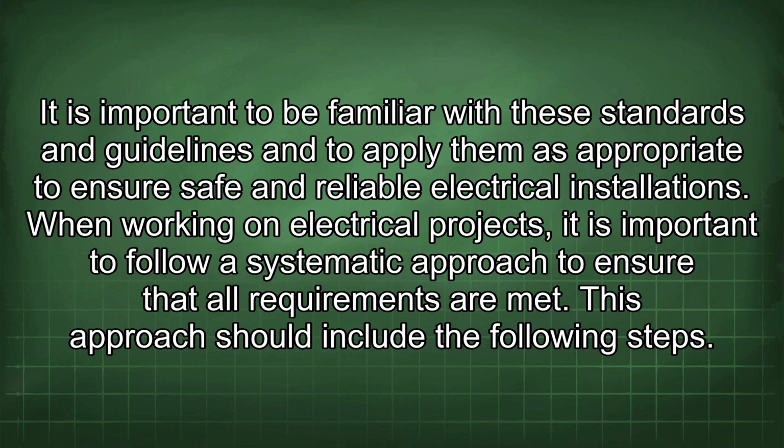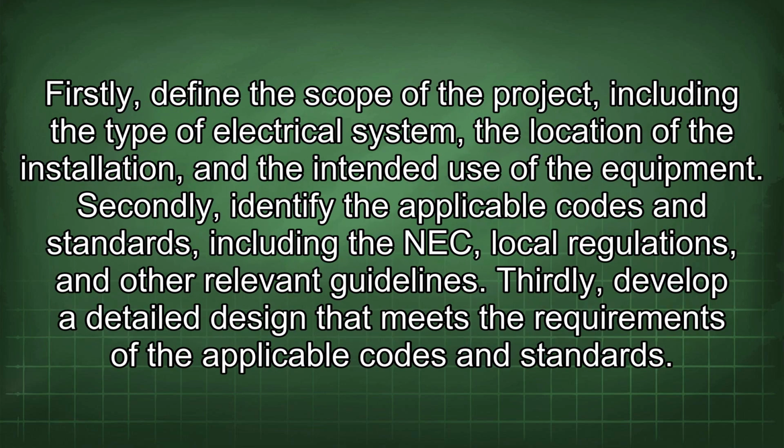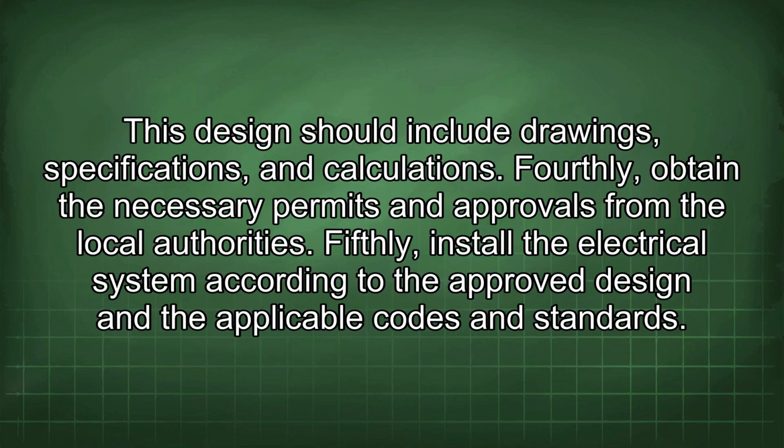and reliable electrical installations. When working on electrical projects, it is important to follow a systematic approach to ensure that all requirements are met. This approach should include the following steps. Firstly, define the scope of the project, including the type of electrical system, the location of the installation, and the intended use of the equipment. Secondly, identify the applicable codes and standards, including the NEC, local regulations, and other relevant guidelines. Thirdly, develop a detailed design that meets the requirements of the applicable codes and standards. This design should include drawings, specifications, and calculations.